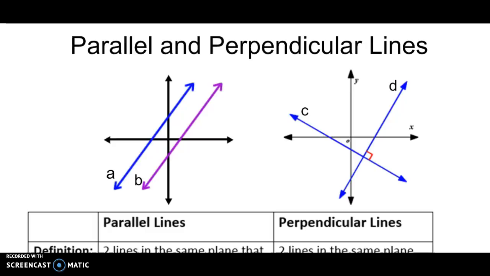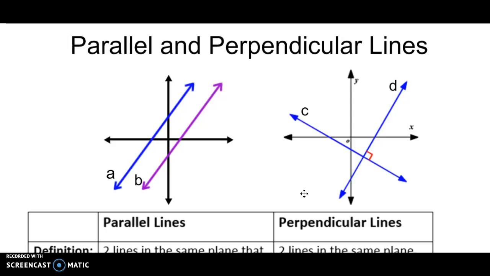Today we're going to be talking about parallel and perpendicular lines. You see at the graphs here on the left we have an example of parallel lines. On the right we have an example of perpendicular lines. I want you to just take a moment to look at them. What do you think you notice about them?